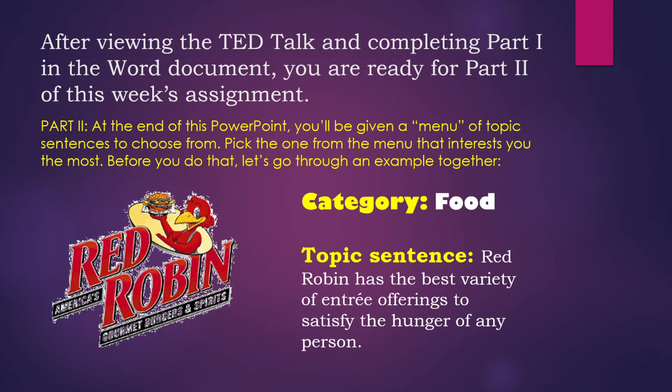Now, when you get to the choices at the end, by the way, you can't do this one because we're doing this one together. But when you get to the choices at the end, if it's a topic sentence you don't know a lot about, don't pick it. And there's also an option to change it and make it about a different topic if you want to. So we give you a lot of options to help you find one that will work for you, but there's also the option to create one of your own, okay? All right, so we're going to be working with that topic sentence. We're going to try to prove that Red Robin has the best variety of entree offerings to satisfy the hunger of any person.